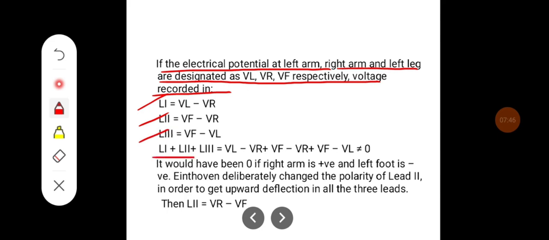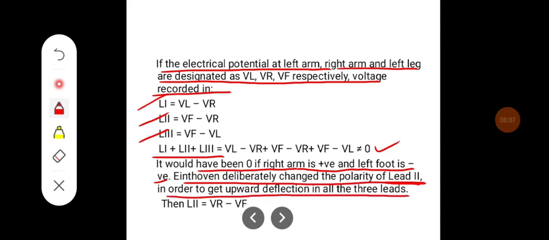And if you combine them together, the summated voltage will be equal to 0. It would have been 0 if the right arm is positive and the left foot is negative. Einthoven deliberately changed the polarity of lead 2 in order to get an upward deflection in all the 3 leads. So for lead 2, he just changed the polarity and made it VR minus VF.